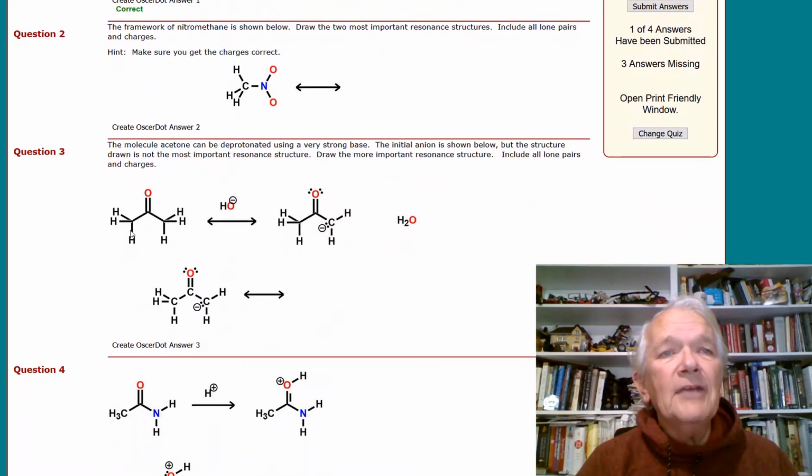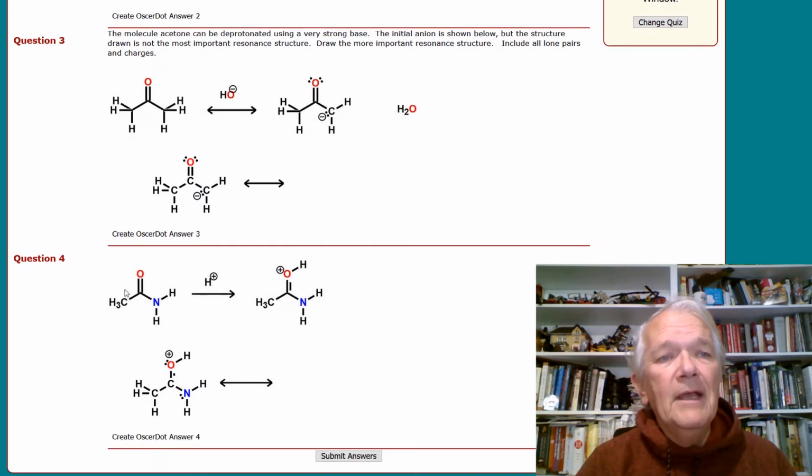Here's a real chemical reaction. This is acetone, a ketone, and if you use hydroxide, a very small amount of acetone will be deprotonated. The equilibrium constant is way to the left, but a tiny amount will be deprotonated, and you'll form this anion. But this anion is not the best resonance structure. There's a much better resonance structure, and when you open the Oscar dot problem, you'll see this structure. You'll have to again figure out a better way to draw a resonance structure where you move that negative charge around.